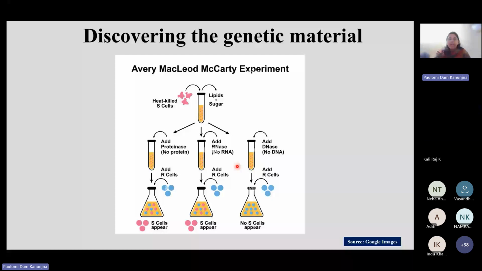And that's how they concluded that DNA is the transforming material, and DNA is the genetic material. So the confirmation that we tell today that DNA is the genetic material comes from this experiment. Okay, so we know about this.